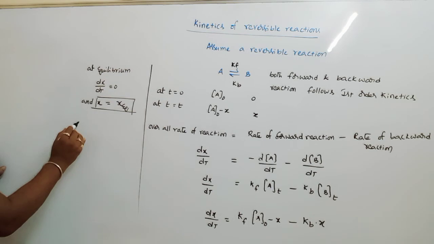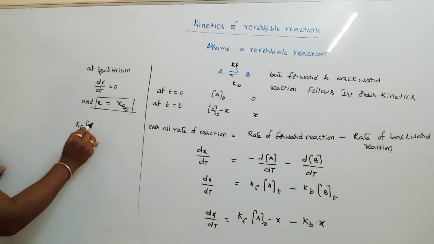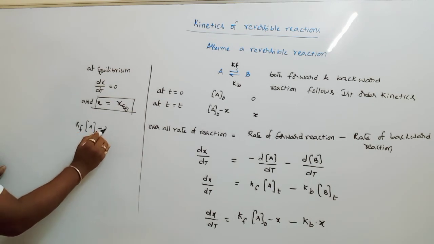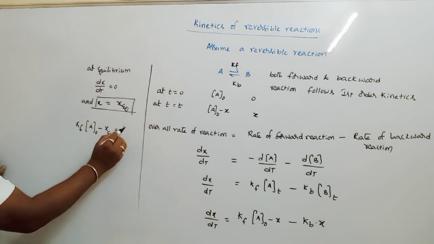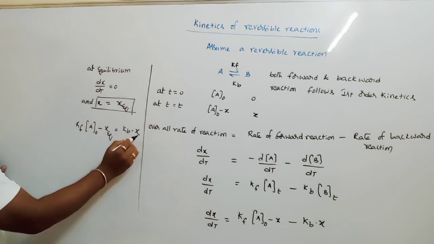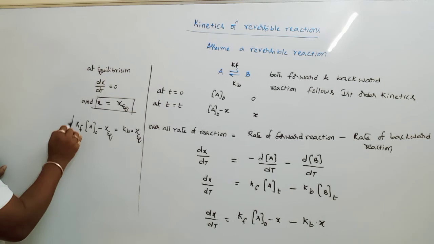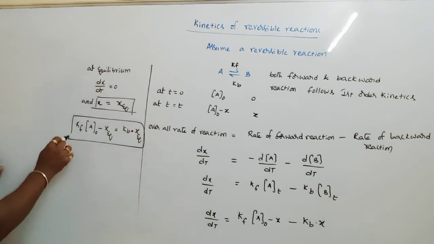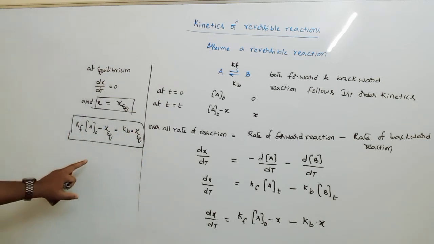Therefore, what can I write? Kf into concentration of A naught minus Xeq is equal to Kb into concentration of X at equilibrium position. So this is the final expression. Okay, so up to this much is enough. No need to go further.